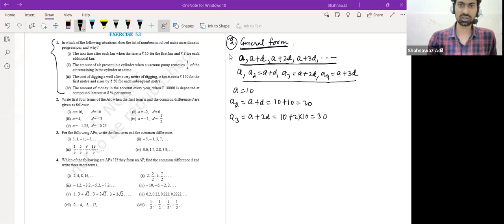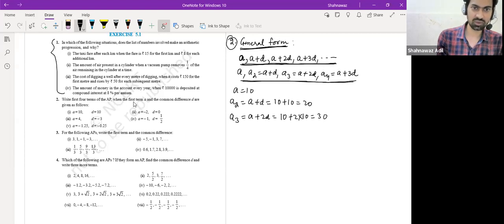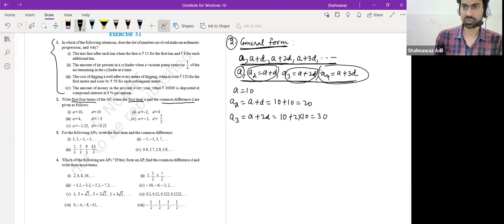So this is the general form, right? Yes, sir. So then we can calculate these four terms. In this question, the first term is given and the common difference is given, and we have to find the first four terms, right? So these are the first four terms, right, Tala? Yes. So what would be the fourth term? This would be A plus 3D, right? So this would be 10 plus 3 into 10. So this is 40.